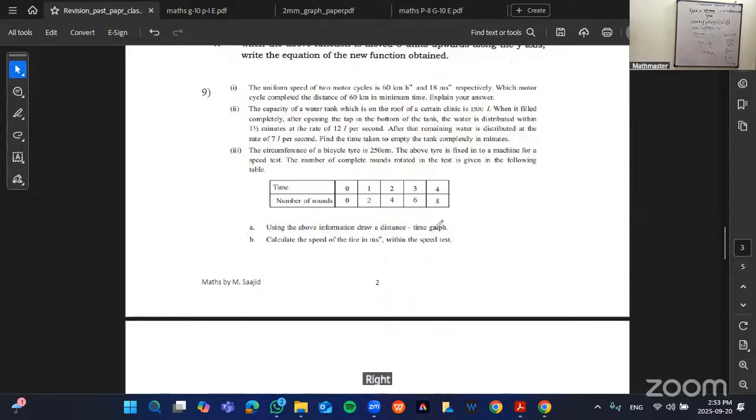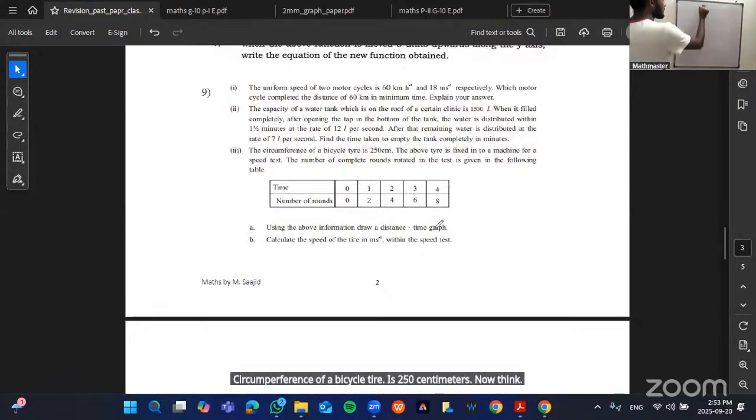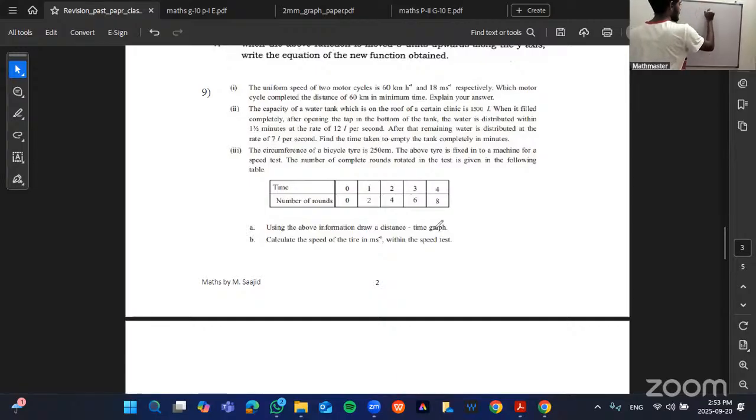What they say here is the circumference of a bicycle tire is 250 centimeters. Now think, circumference of a bicycle tire. This is the tire, right? So the circumference means this entire length is 250 centimeters.